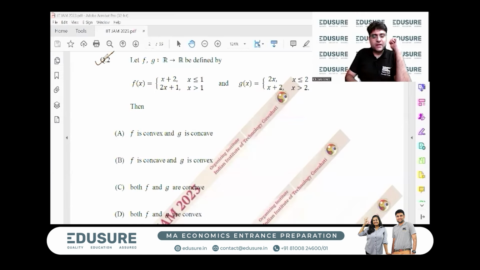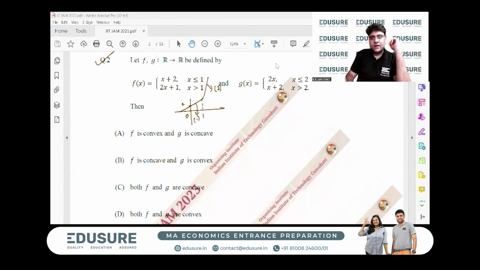IIT JAM 2023 question number 2. This is my f(x) and this is my g(x). Let's make an attempt to graph it. So this f(x), if you try to graph it, for x less than or equal to 1, it passes through x, it passes through 2. And once x is 1, then it becomes 2x plus 1. 2x plus 1 will be steeper. Here the slope is absolute value 1. Here the slope is 2. So it's something like this and then this.